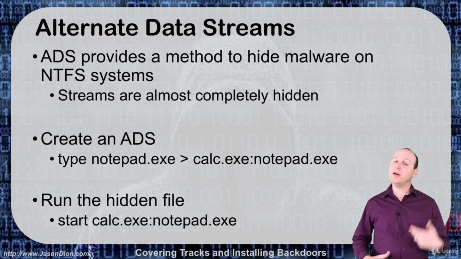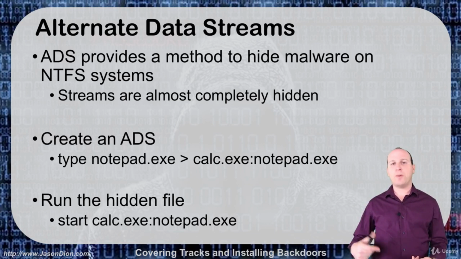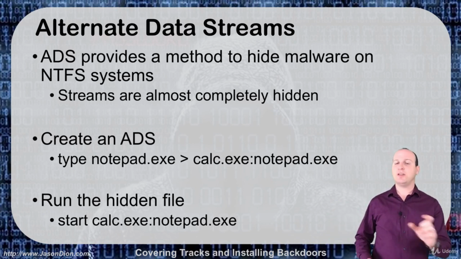So, for example, if I was hiding Notepad inside of calc, I would do type notepad.exe, right caret, calc.exe, colon, notepad.exe. Now when I want to run it, I'm just going to do start calc.exe, colon, notepad.exe. Again, I'm running that hidden file, notepad, which is hidden inside of calc.